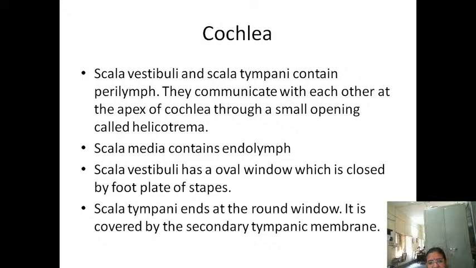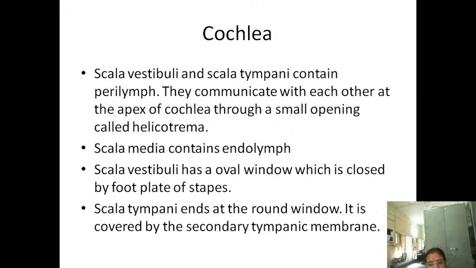Now, scala vestibuli and scala tympani contain perilymph. They communicate with each other at the apex of cochlea through a small opening called helicotrema. Scala media contains endolymph. Scala vestibuli has an oval window which is closed by footplate of stapes. That is, oval window is closed by footplate of stapes, and adjacent to oval window is a scala vestibuli.